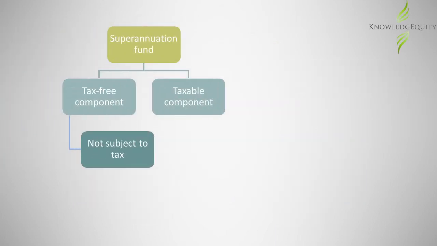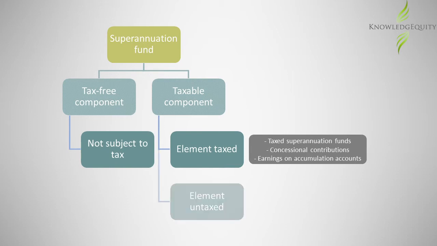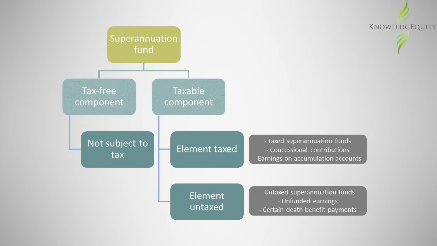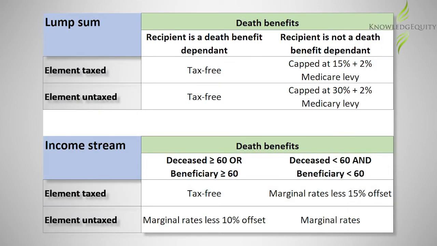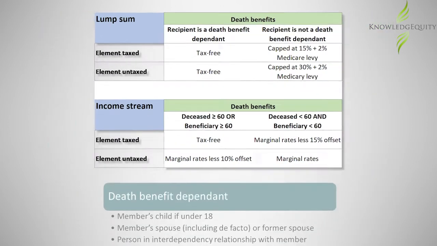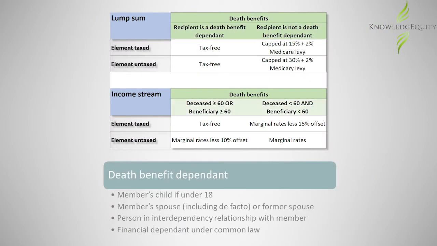Within the taxable component of the superannuation account, there are two elements. Generally, the element taxed is representative of benefits from taxed superannuation funds, and the element untaxed is representative of benefits from untaxed superannuation funds. The tax treatment of benefits differs depending on the type of benefit being paid, the age of the member, and whether the taxable component is element taxed or element untaxed. For death benefits, there are additional factors to consider, including whether the recipient is a death benefit dependent, and in the case of income streams, the age of the beneficiary.